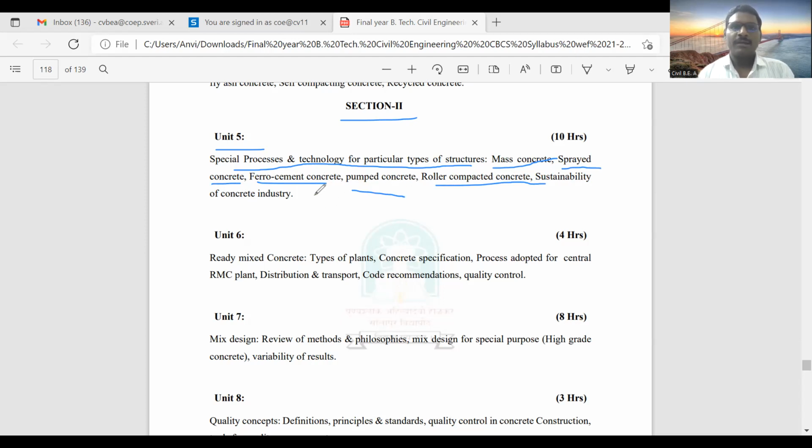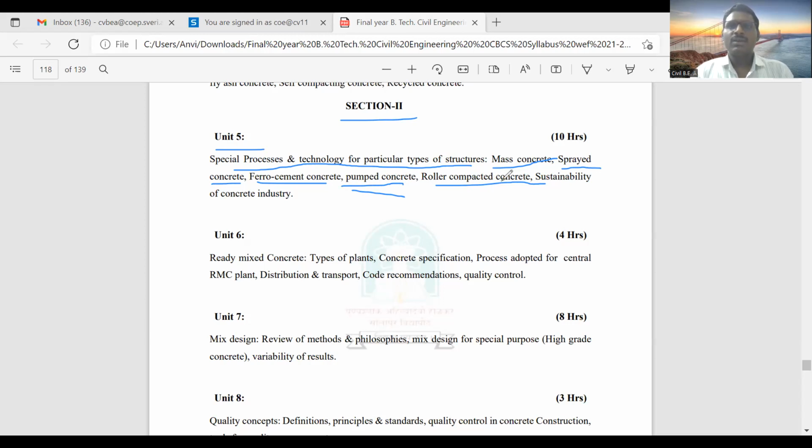Sometimes we have to pump the concrete. It means at a higher level, or at a higher height, we have to place the concrete from the ground. At that time, we have to use a pump for placing the concrete at a higher height. So how to pump concrete, and what is the capacity of the pump. Then roller compacted concrete.